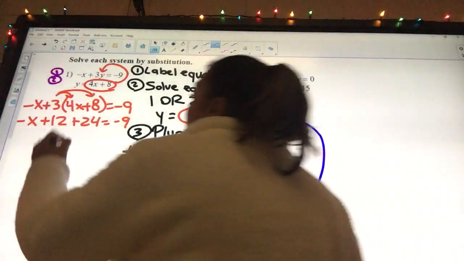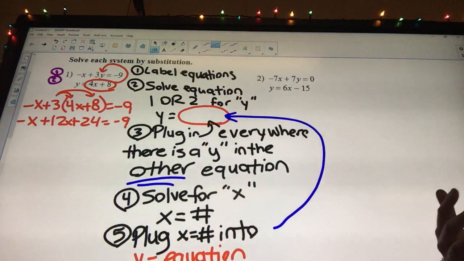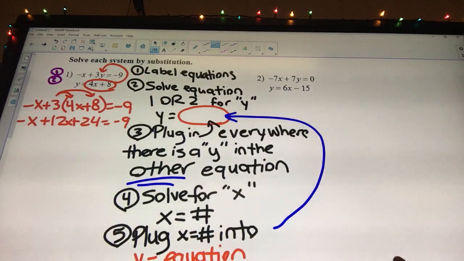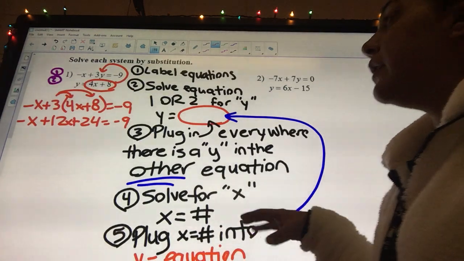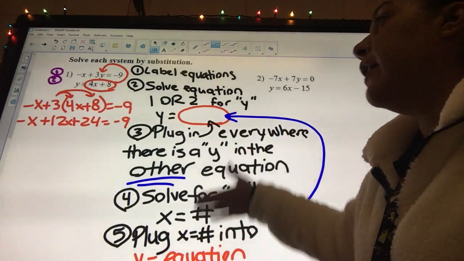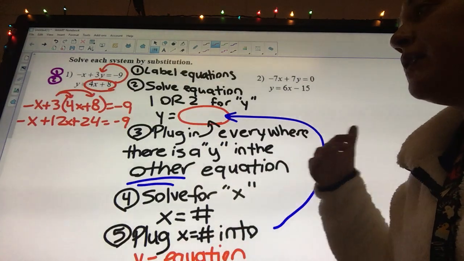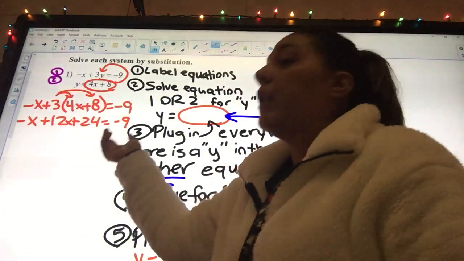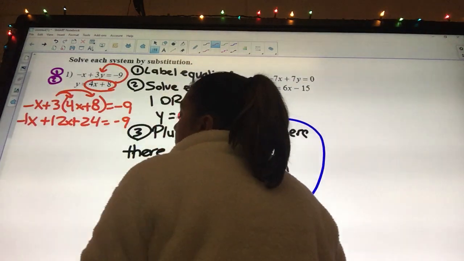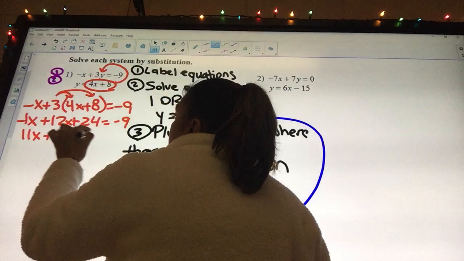Oh, I forgot x right here. It should be 12x. Now all I did was distribute. So I got negative x plus 12x plus 24 equals negative 9. We're going to combine our like terms. This is where I was telling you, you can throw in lots of steps: distribute, combine like terms, add or subtract, multiply or divide. There's lots of other steps that go in here. I wrote the basic gen ed steps because you should know how to solve the equations from here. Negative 1x, I'm going to write a 1 here, plus 12x is going to give me 11x plus 24 equals negative 9.